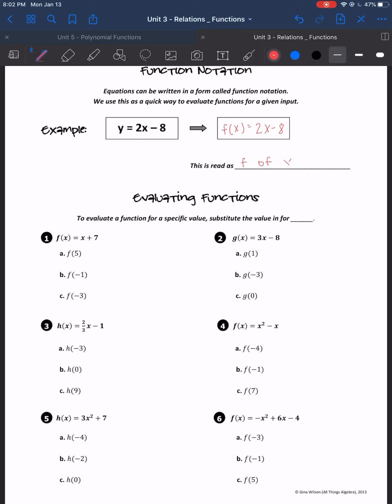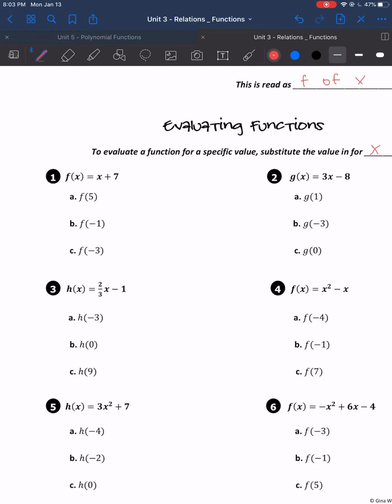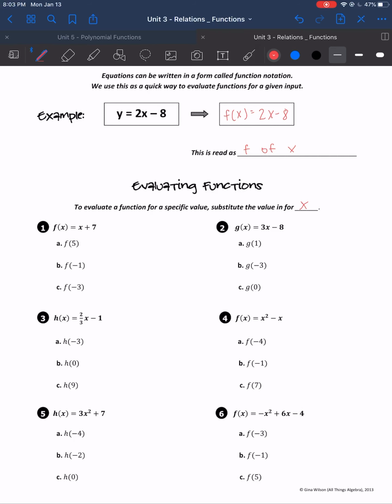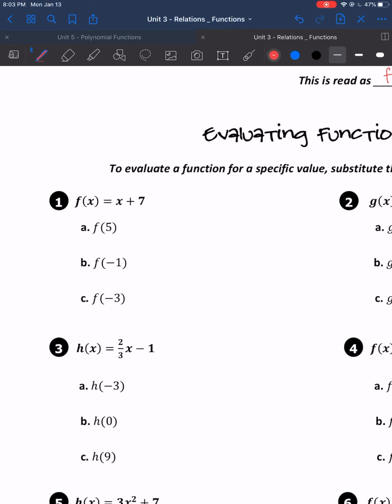When we're evaluating functions, for a specific value, you're going to substitute or plug in the value for x. So for number 1 here, so as not to make this video a million years long, I'm going to do the odds and you're going to end up doing the evens.